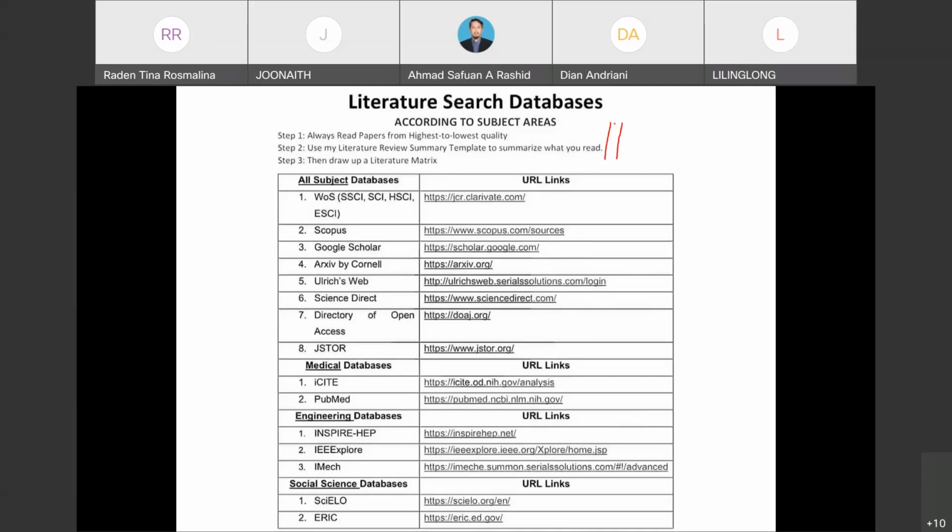For example, the title of the paper, then you put the author name, the year, then what is the objective or what is the problem statement, and then methods, then continue with the findings, and the last one, you need to put your own comment. So your comment is more related to what limitations have not been covered by the previous articles.